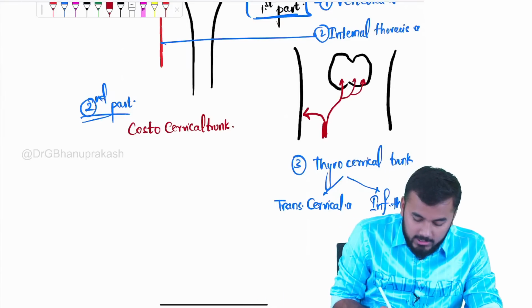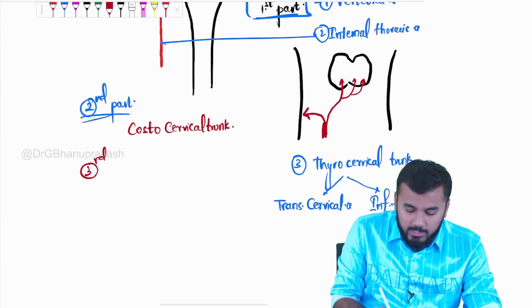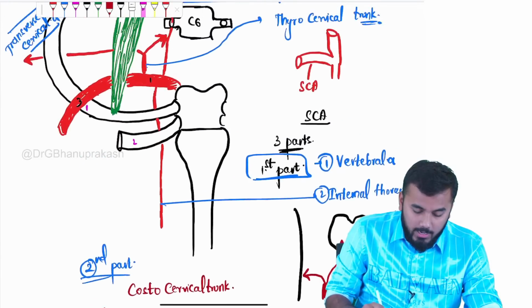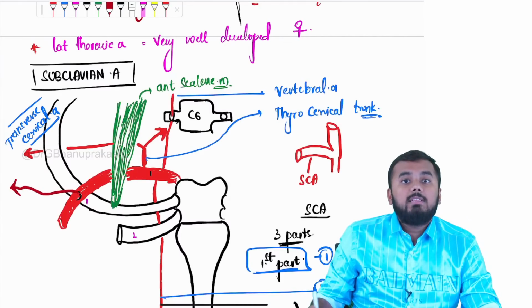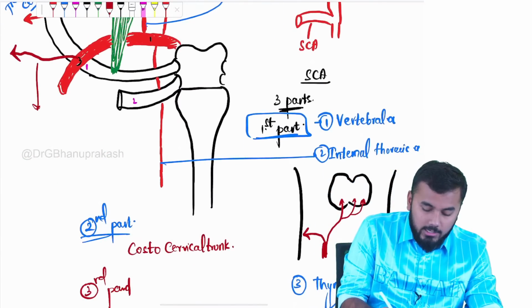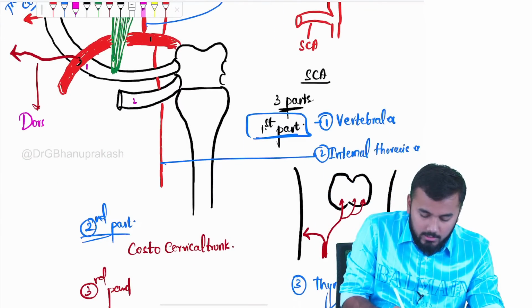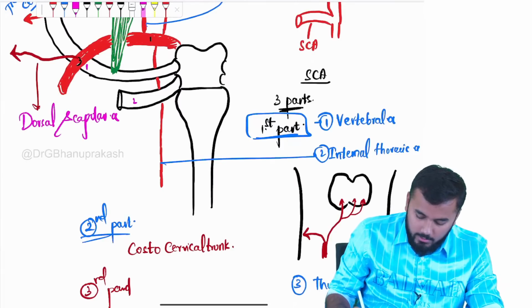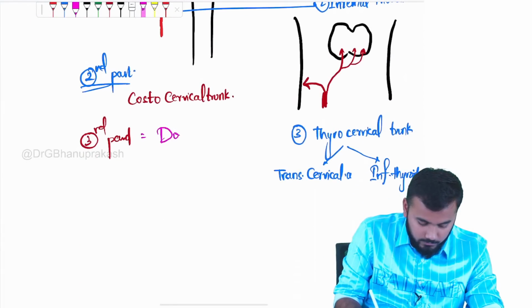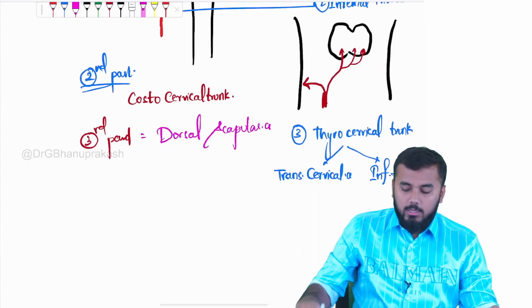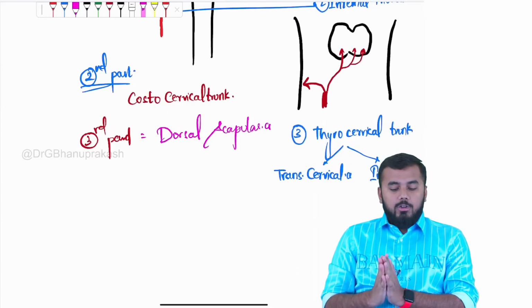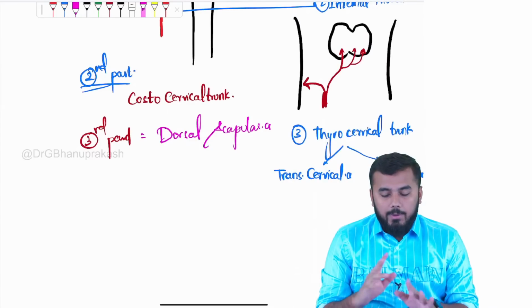Now coming to the third part, what is the artery that is given by the third part? Where is the third part? Come on. This is the third part. Now the third part gives out a branch like this, right? This branch is called the dorsal scapular artery. Okay. So we are done with the discussion of the subclavian artery branches, guys.